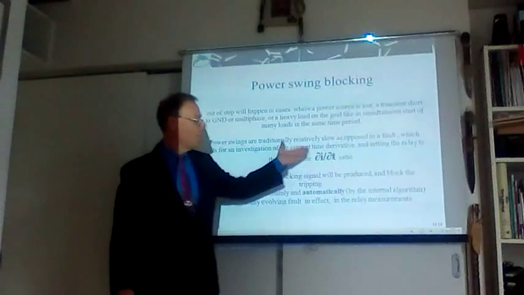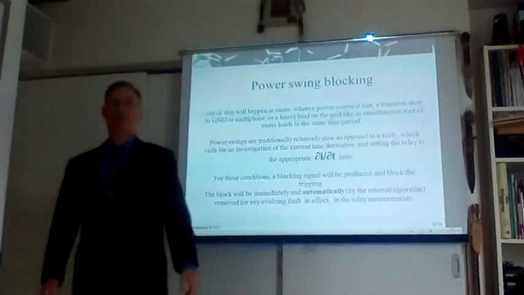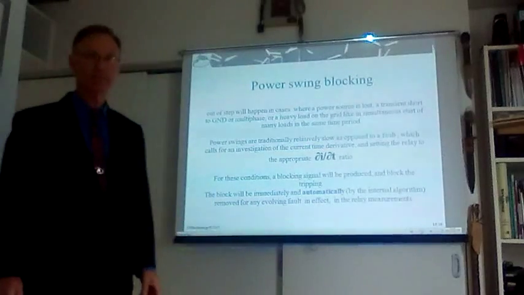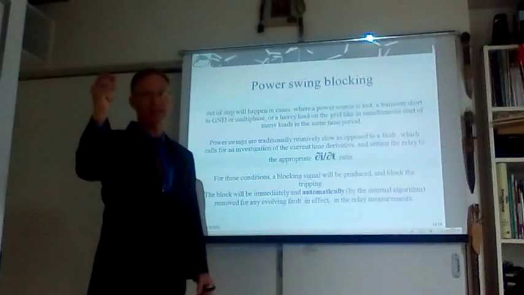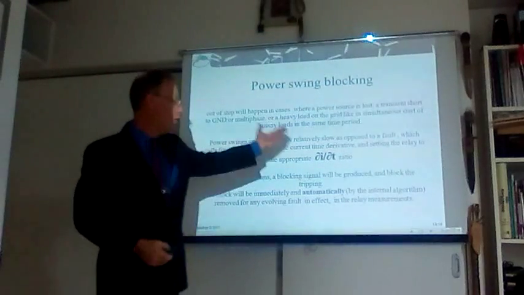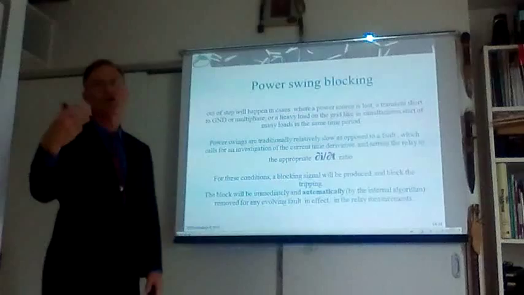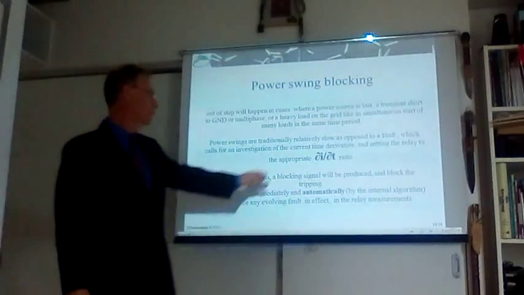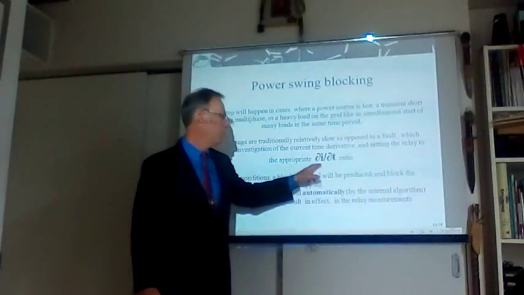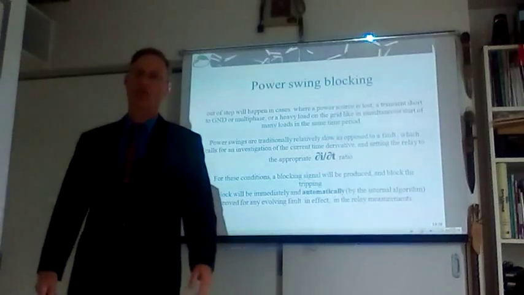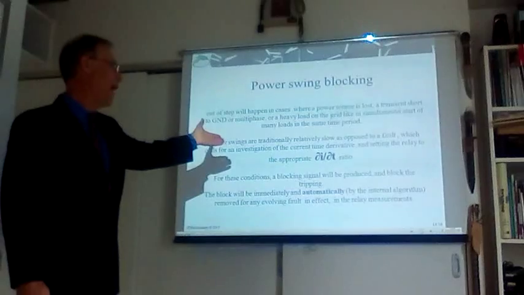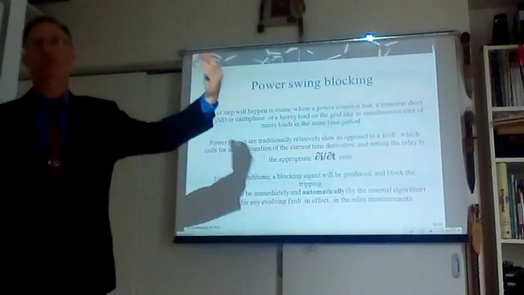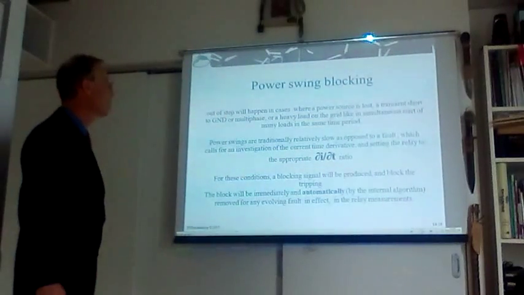To do that, we measure the rate of change of the current in time. Because a fault is happening like this. But an overload is not. It's going gradually. So the relay is supposed to be smart enough to apply the calculation of di/dt, the rate of change of I, the current.